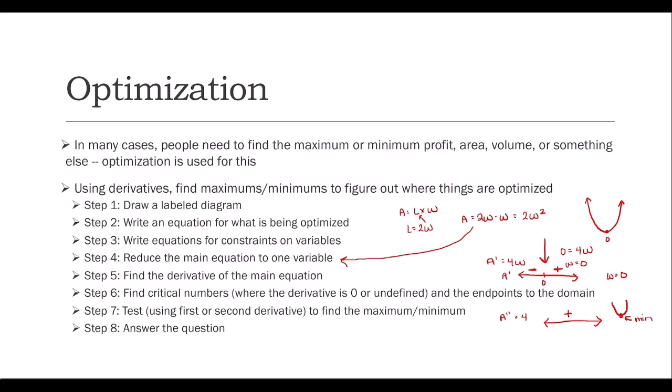And then your final step would be to answer the question. So in this case where we're talking about area, you could say the dimensions where the area is maximized is whatever for length and whatever for width. And we'll do practice with this in one of our IB practice questions.